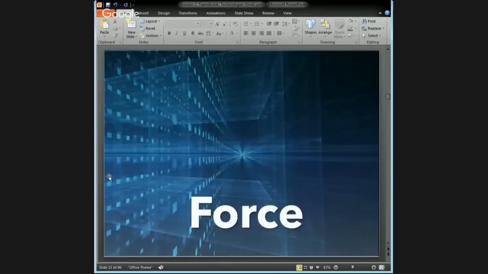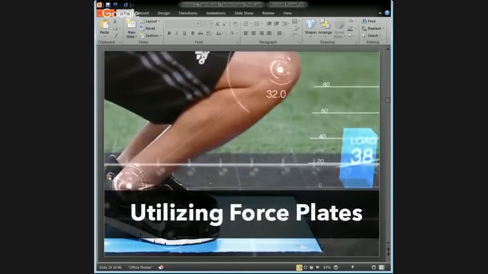As we go through some of these technologies, again, I'm going to try to show what the Cadillac is and then pair it, maybe juxtapose it to a different technology that might be more applicable for people that don't have a six-digit budget. And that comes to this slide as far as utilizing force plates.